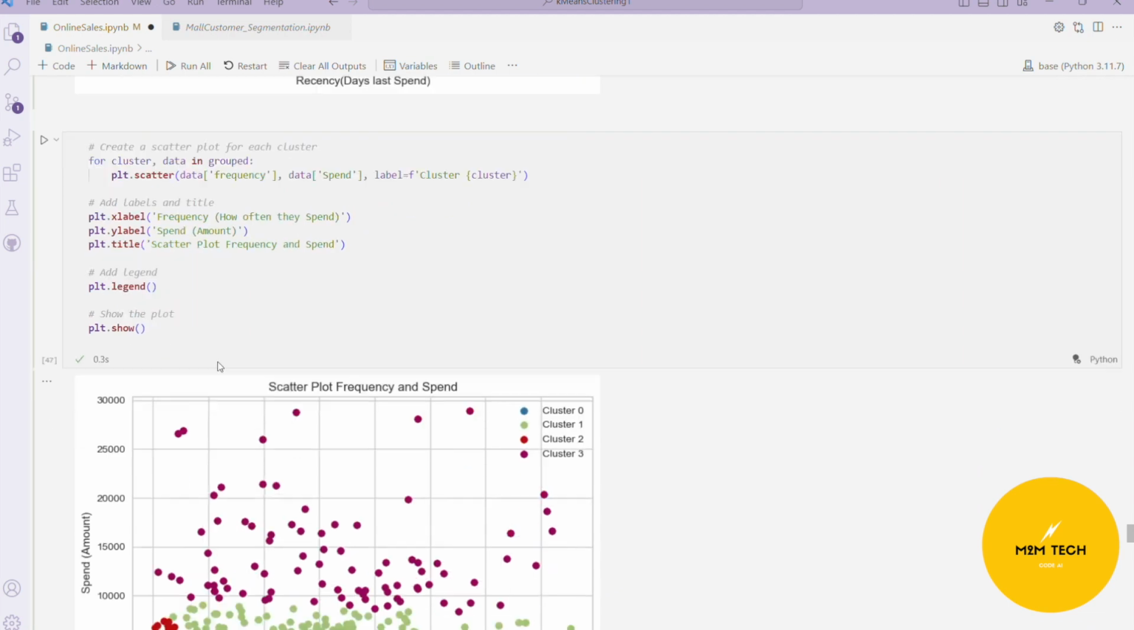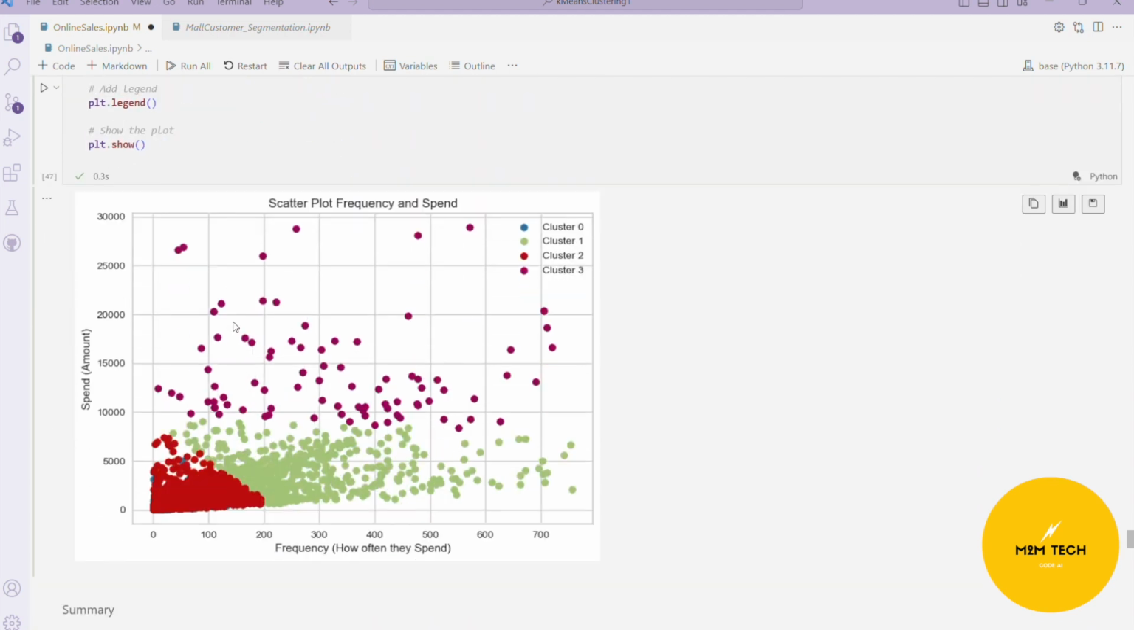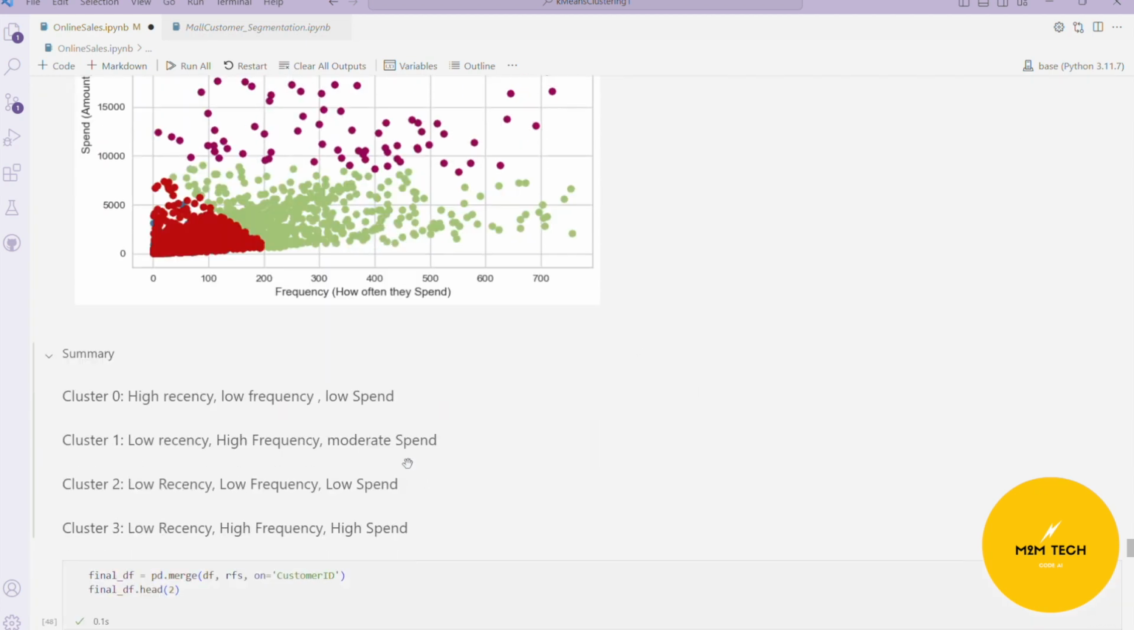For frequency and spend, I also did a scatter plot to understand each of the clusters, and what you can see is for cluster 0, it's like they spend quite often, but they spend very low. For cluster 1, they spend quite often and they spend low. Cluster 2, they spend a bit often but they spend low. And then cluster 3, which is our ideal customer, they spend a lot of money and they also spend quite often. So yeah, this is the summary.